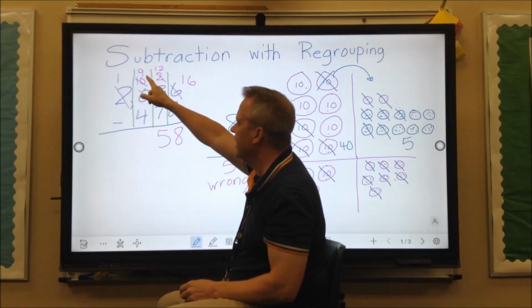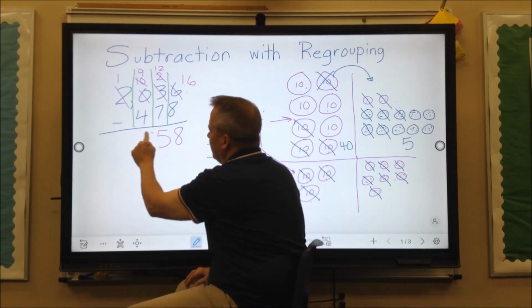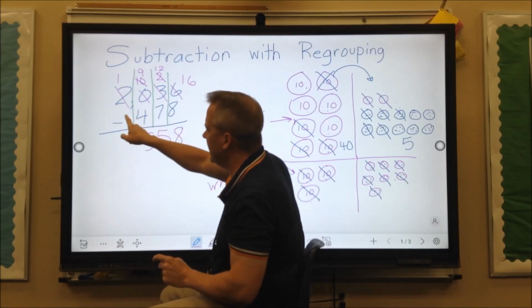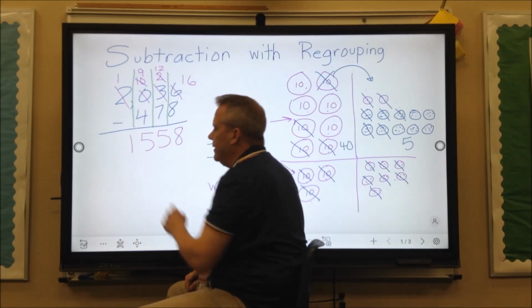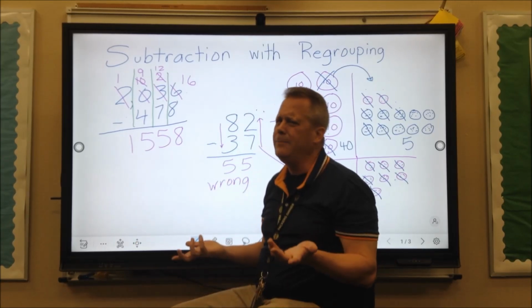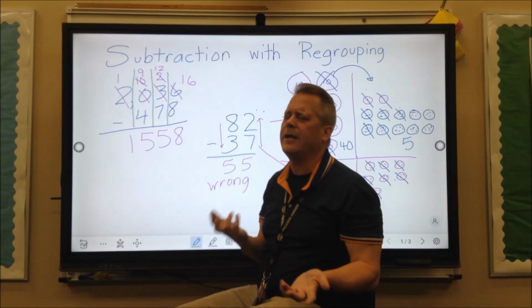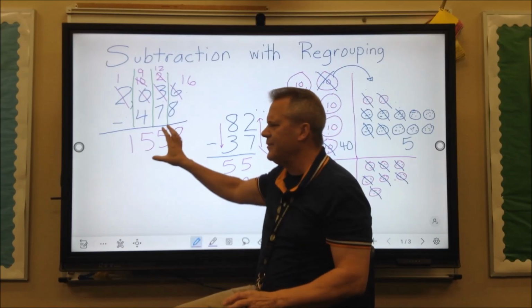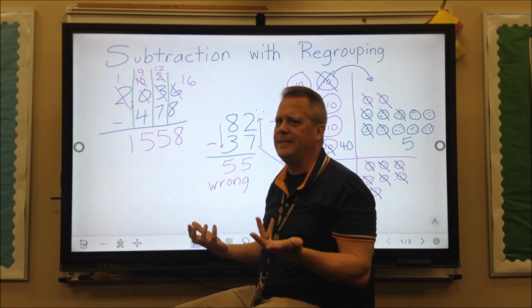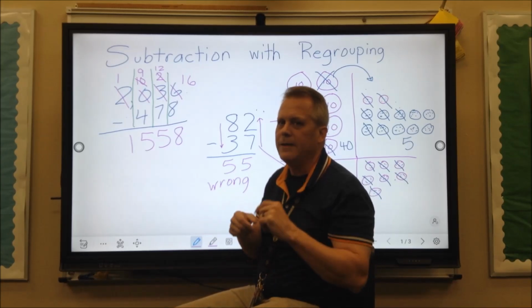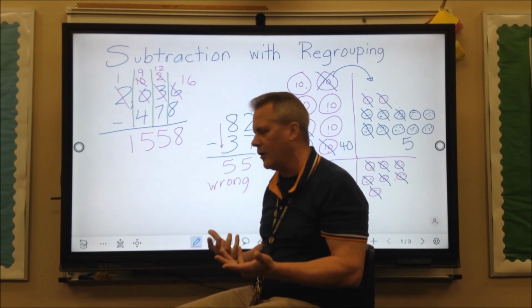Now let's just keep going. 9 take away 4 is 5. 1 take away nothing is 1. And you're like, I'm not totally sure if that's correct, Mr. Gupton. I got this answer and I don't know if I did the math correctly. Well, here's an easy way to check your work.